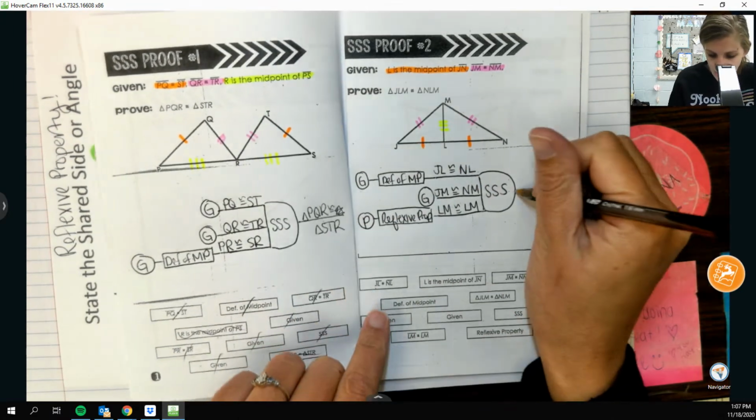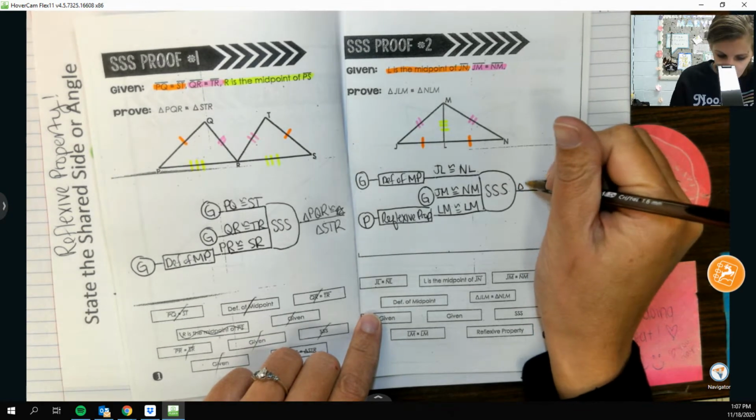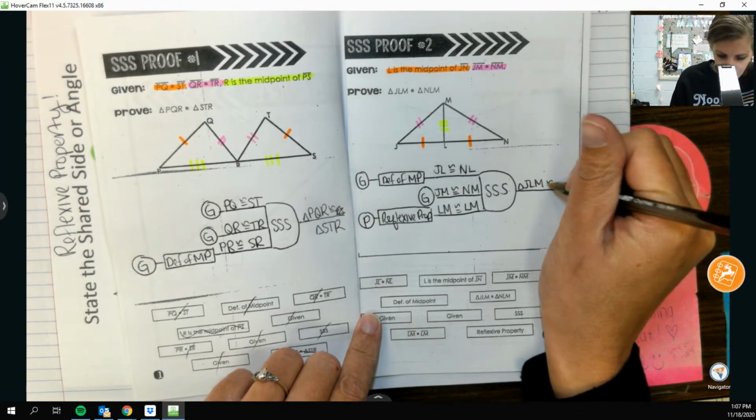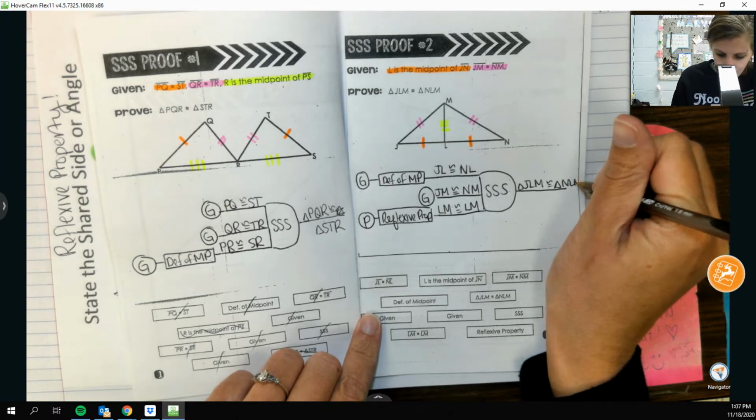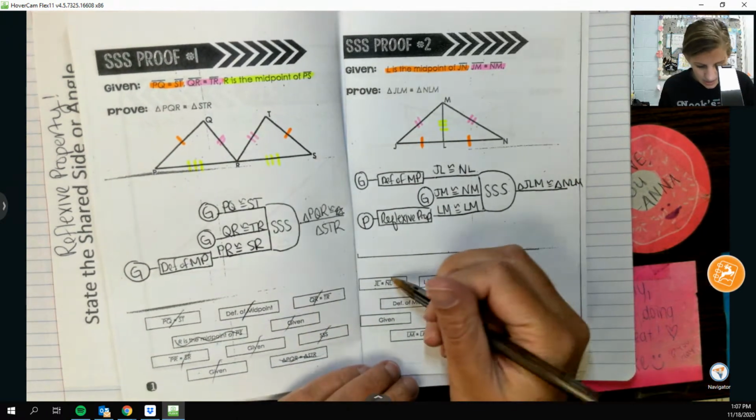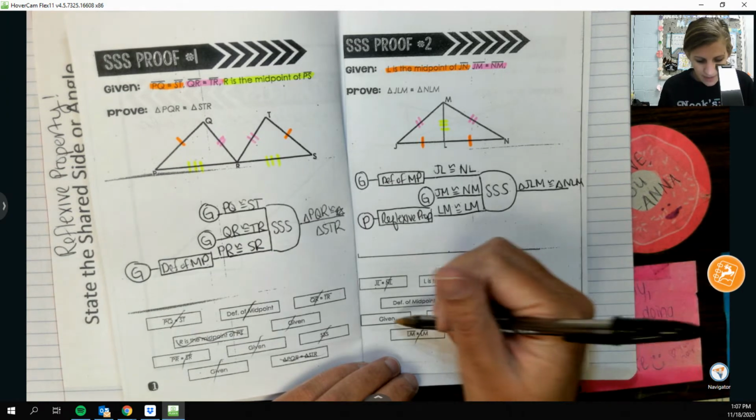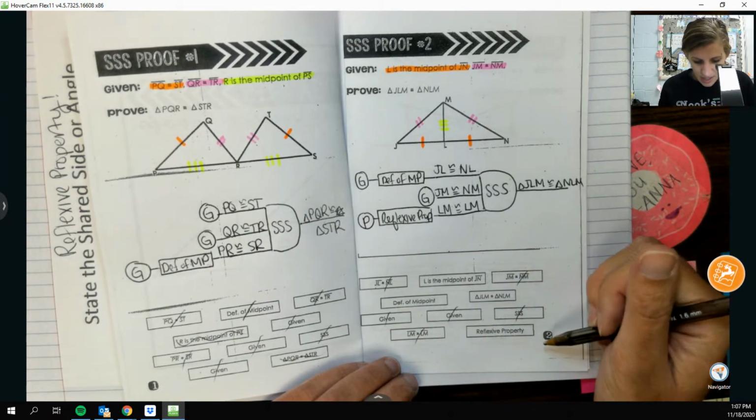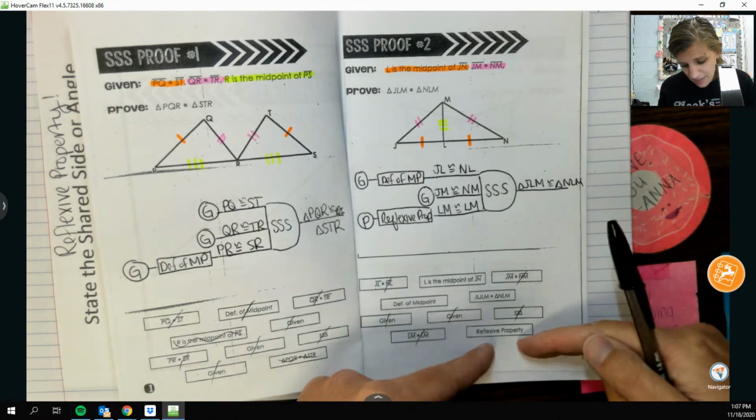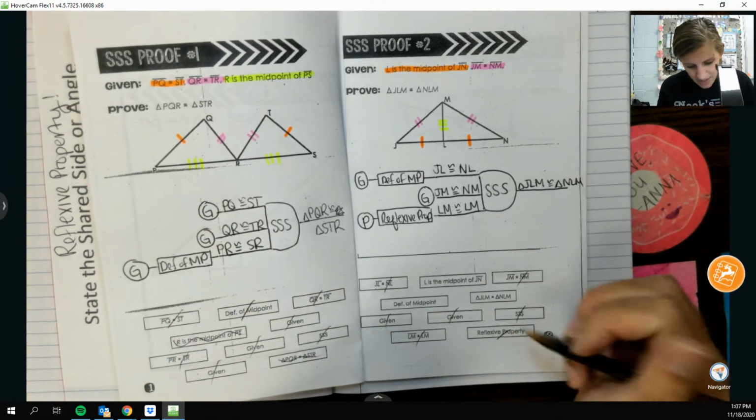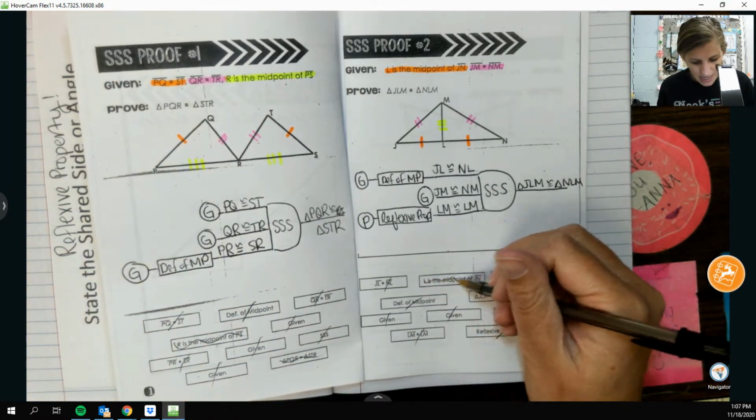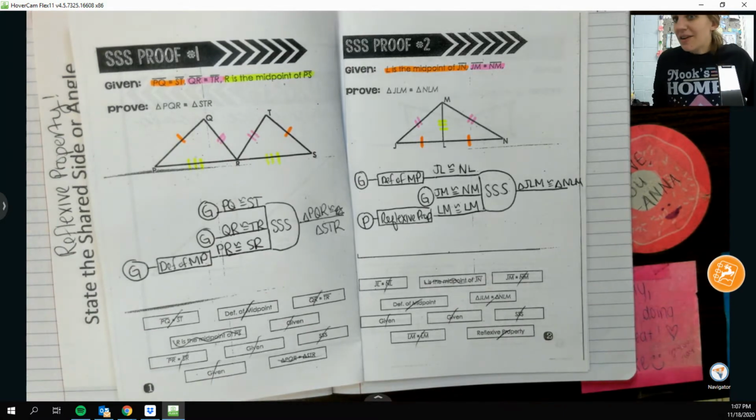So again, then I got to say the triangles are congruent. So triangle JLM is congruent to triangle NLM. And so we kind of have all those things down here. We got our side, side, side. We have our given, given. And we didn't really have to say picture, but they have that reflexive property there. We got our definition of a midpoint. This is that extra thing. And we got our congruent statement. So we got it all.